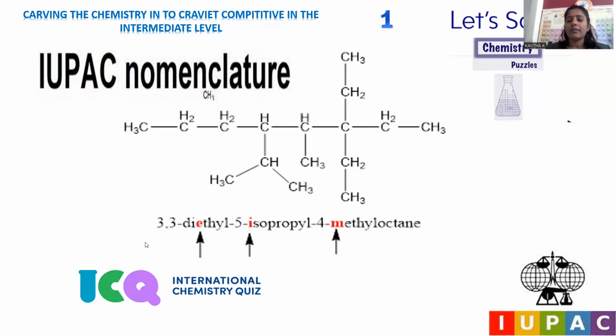So, 3,3-diethyl. And on the fifth carbon, you can find isopropyl. A 3 carbon chain is called propyl. If it is linked through the second carbon, we say isopropyl. On the fifth carbon, isopropyl, and on the fourth carbon, we have methyl. As per alphabetical order, E, I, M is the right order of arrangement. 4-methyl is there, and the long chain carbon is octane. The final name of the compound is 3,3-diethyl-5-isopropyl-4-methyloctane. This is the way we assign naming in accordance with IUPAC nomenclature.